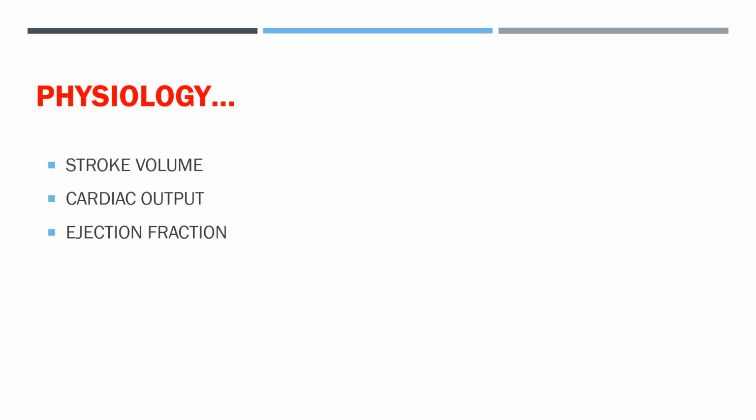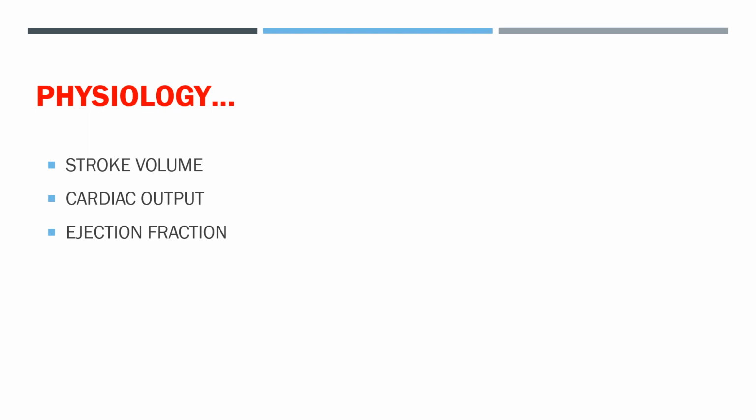The ventricle contracts and ejects some amount of blood, but the whole blood in the ventricle is not ejected out to the great arteries. So the percentage of blood that is ejected out from the ventricles during ventricular systole is known as ejection fraction, and normal EF is around 55 to 80%.